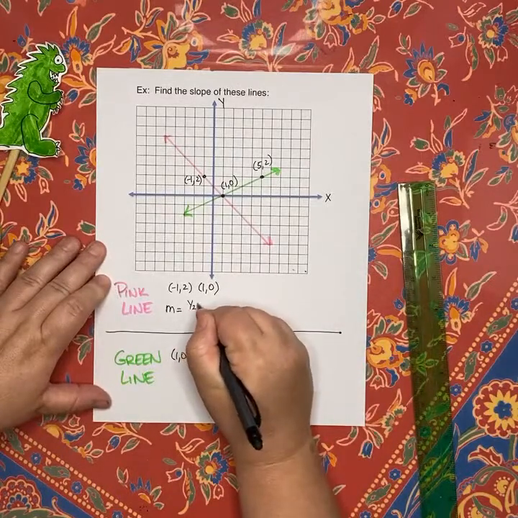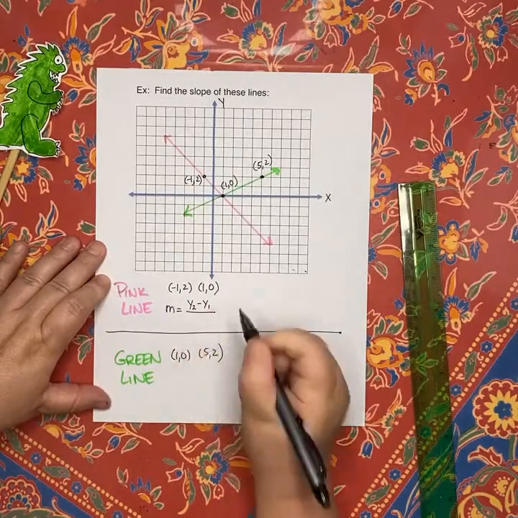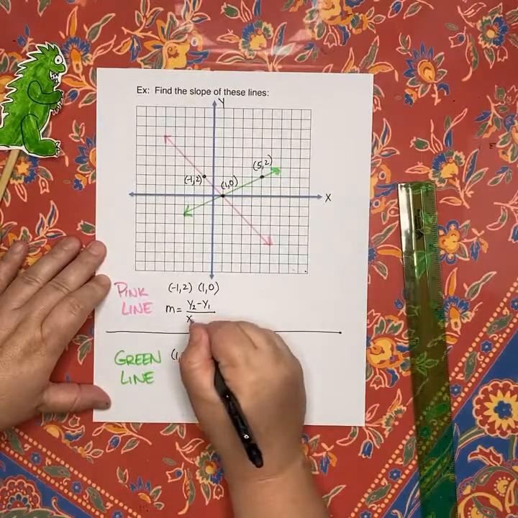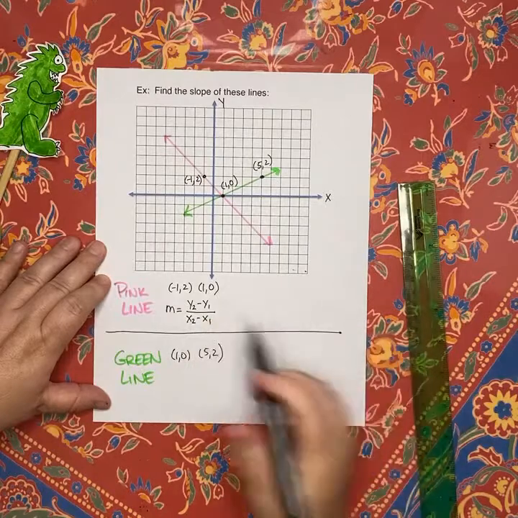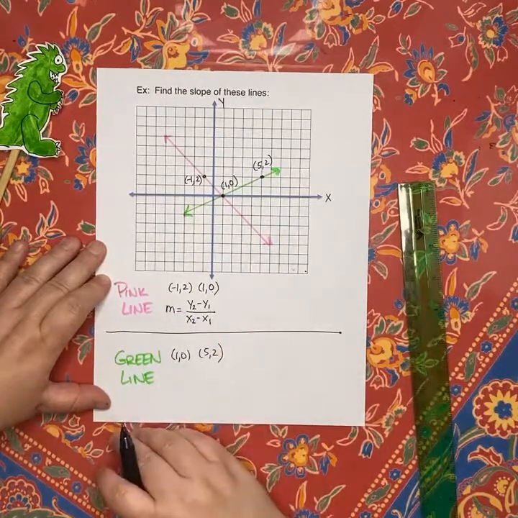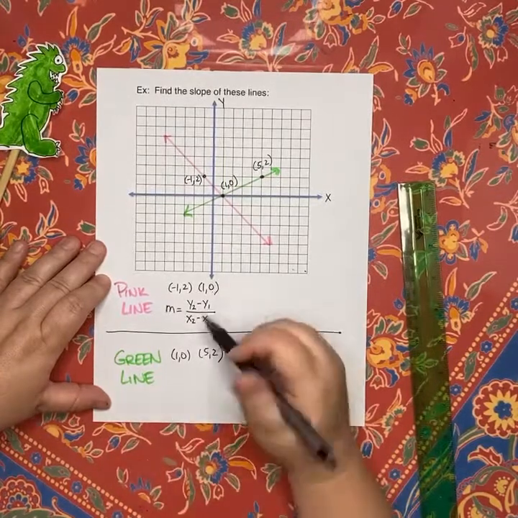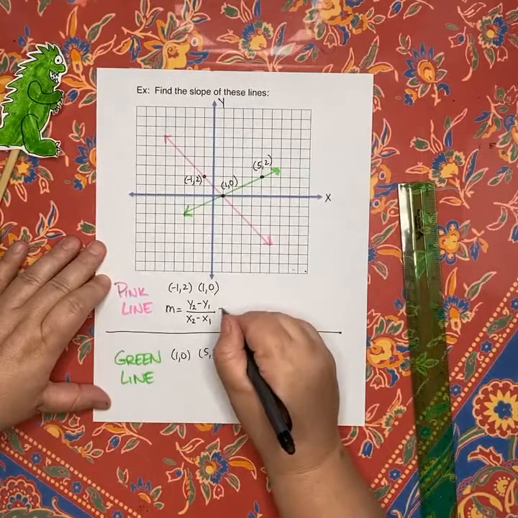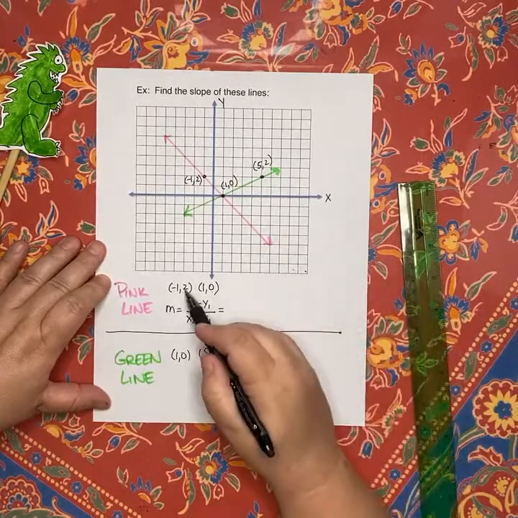What you want to do is take y2 minus y1. So take the difference in the y's over x2 minus x1. Now, you're going to ask me, which one's y2 and which one's y1? And the answer is it doesn't matter. What this is telling you is whichever one you start with on top, you have to start with on the bottom.